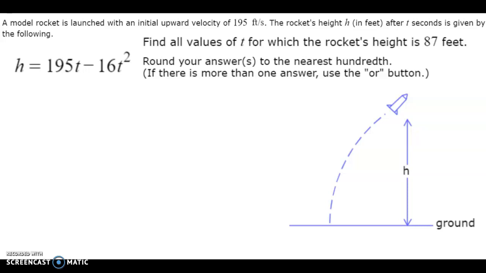Okay, so what they're talking about: a model rocket is launched upward with an initial upward velocity of 195 feet per second. So that is taken care of here. That's the velocity, so that's put in there, multiplied by the t for time. The rocket's height h in feet after t seconds is given by the following, so that's this equation that they're talking about. Find all values of t for which the rocket's height is 87 feet.